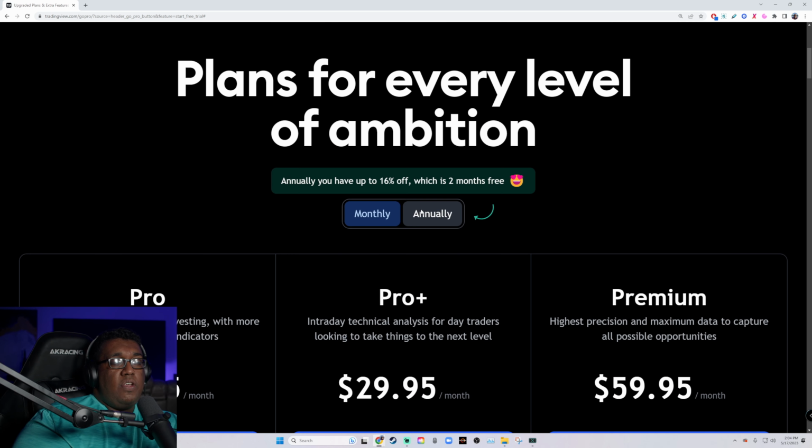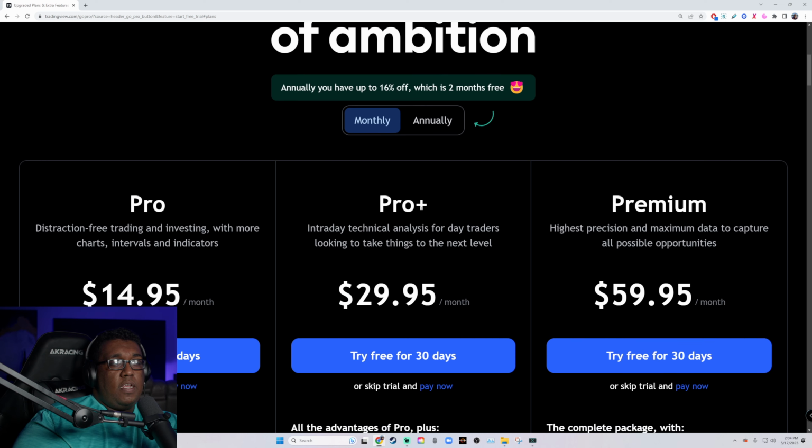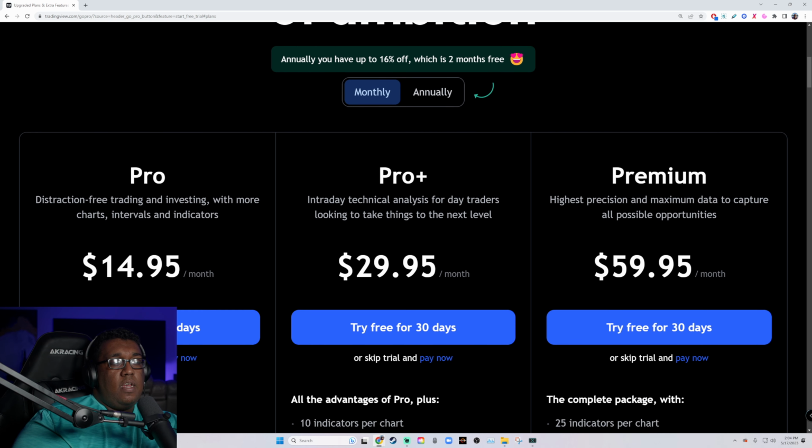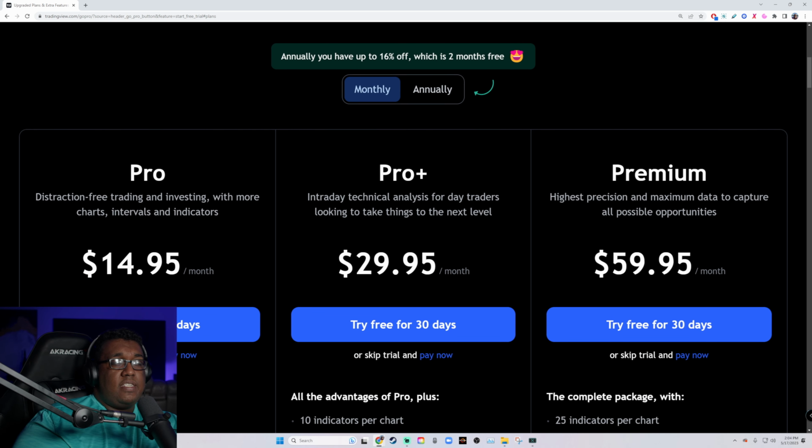Now, if you want to actually start saving some money here, just remember before we talk about this, if you have sales tax, like I have 10% sales tax here in Washington, add 10% to this every month or every year. It's unfortunate, but we pay taxes.